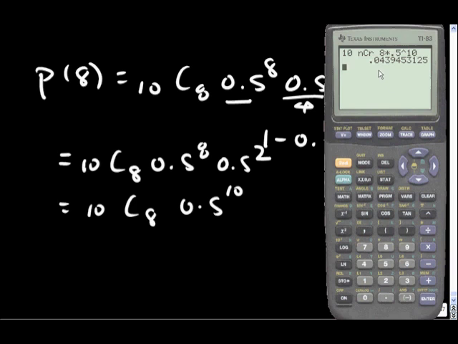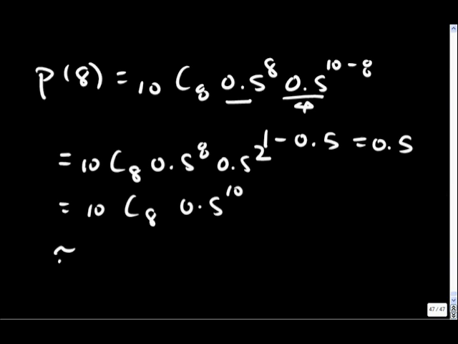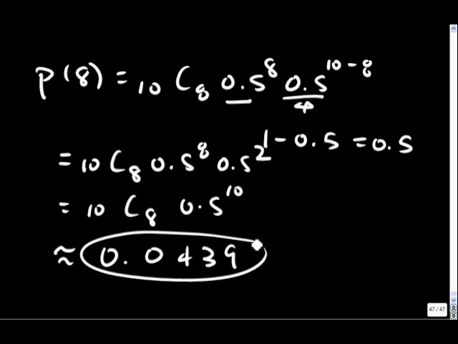So if we go out to the 10,000ths position, the 9 is in the 10,000ths position, the digit to the right is a 4, the answer is going to be 0.0439. This is the answer for P of 8.